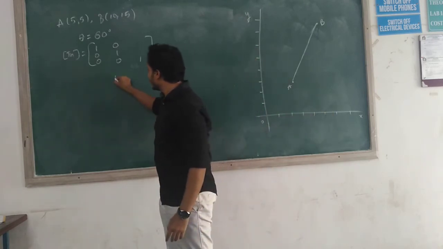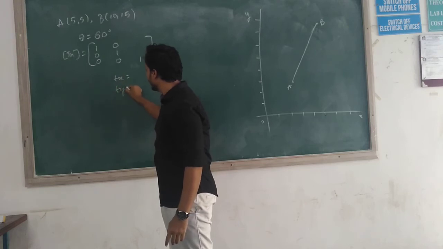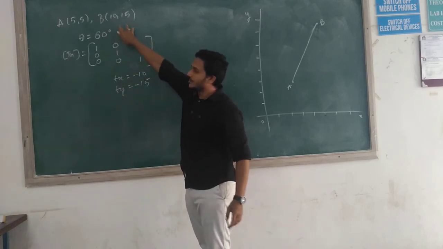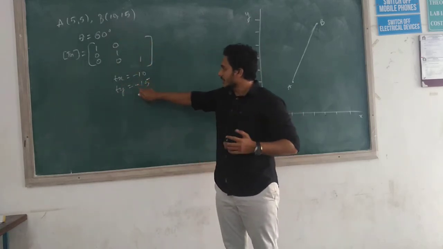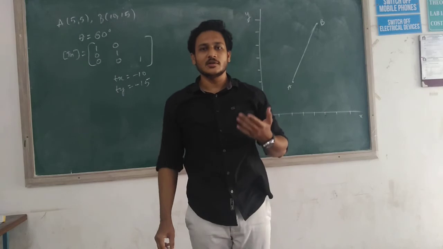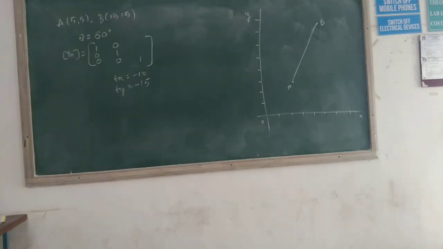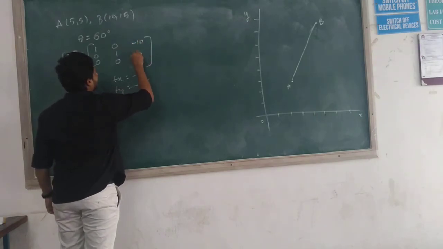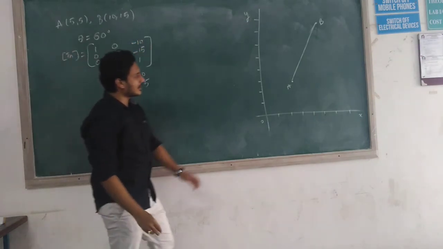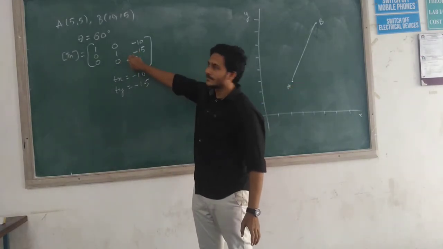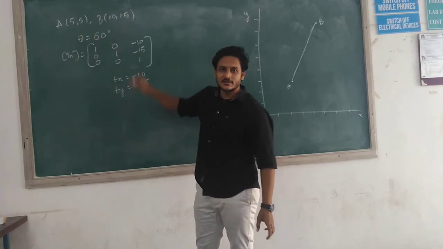So I can write tx minus 10 and ty minus 15. Because the value of B is 10 and 15, I am going to take negative values of this because we are rotating the body about point B. So this Tx and Ty is minus 10 and minus 15. Let's say that I rotated the body about point A. So my Tx and Ty will be minus 5 and minus 5.